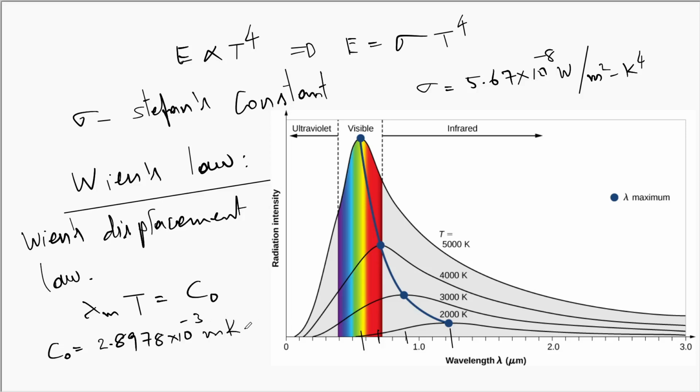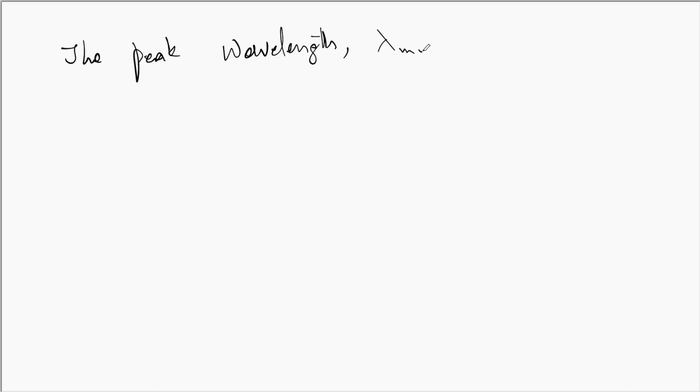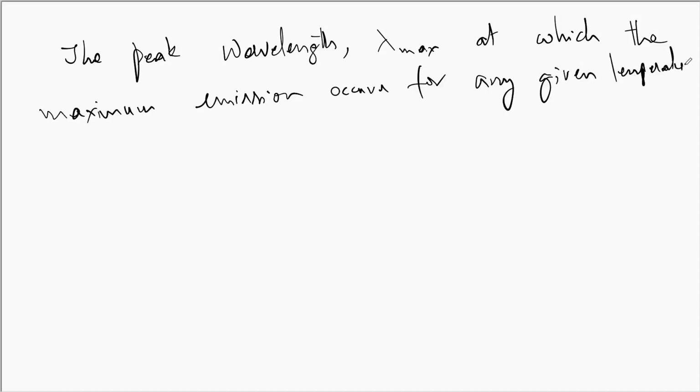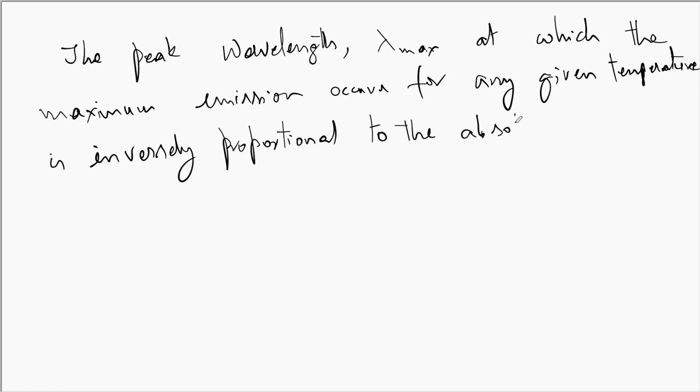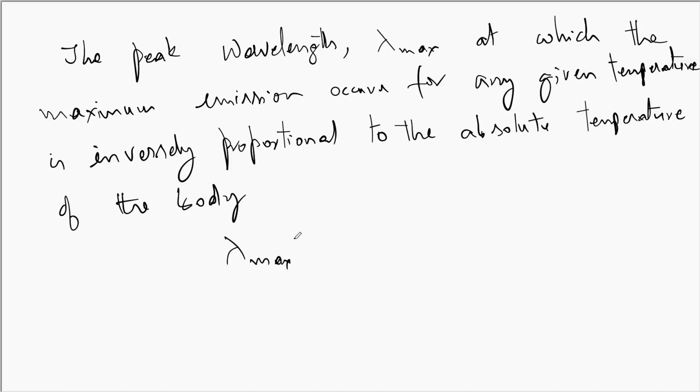Now we shall look at the statement of Wien's law. Wien's law states that the peak wavelength lambda max at which the maximum emission occurs for any given temperature is inversely proportional to the absolute temperature of the body. We write this as lambda max equals 2.8978 × 10^-3 upon temperature T meters.